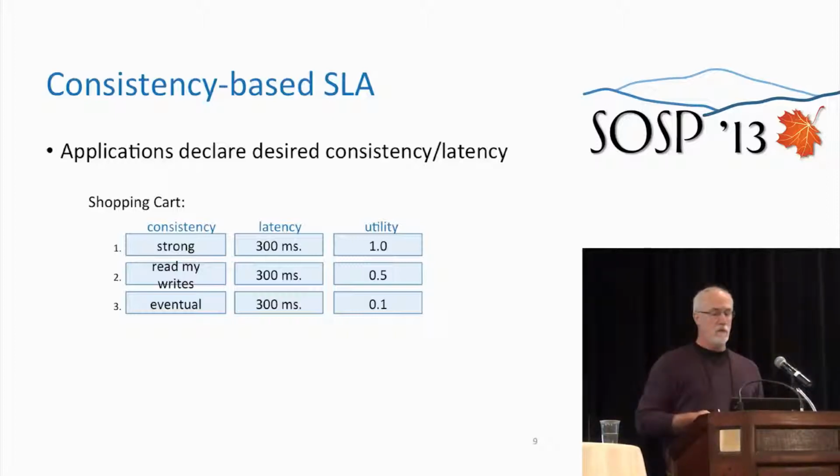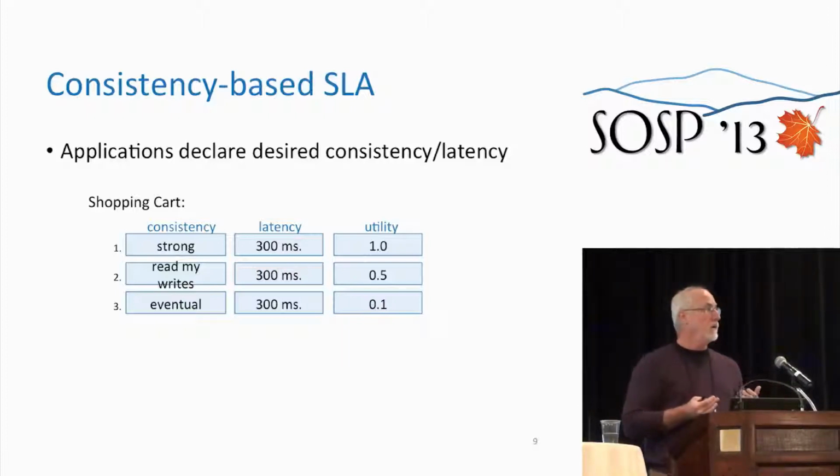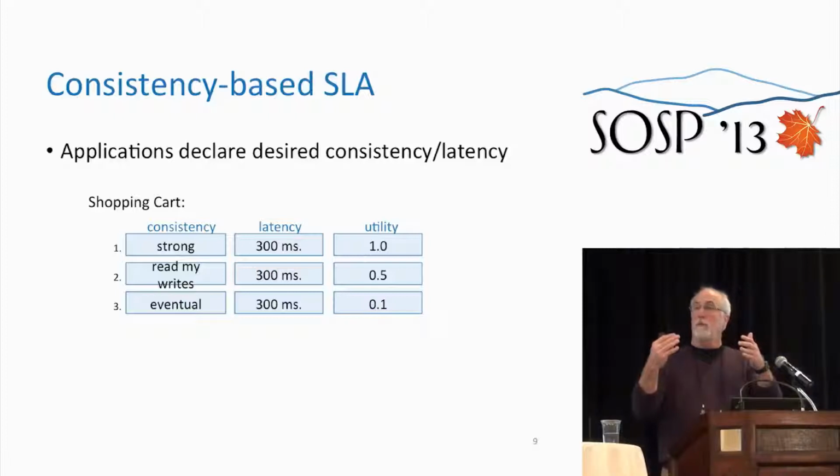Okay? So associated with each sub-SLA, the application developer can provide a utility, a numerical value. The value itself is not all that relevant. What matters is the relative values of these different sub-SLAs. So in this particular example, the application developer has said that the top choice SLA is twice as valuable to me as the second choice SLA and 10 times as valuable as the last choice, meaning strong consistency is 10 times more valuable to me in this particular application than eventual consistency.